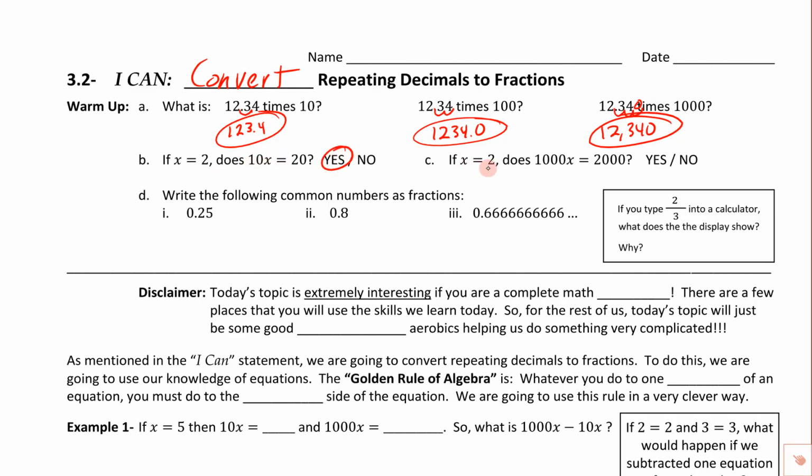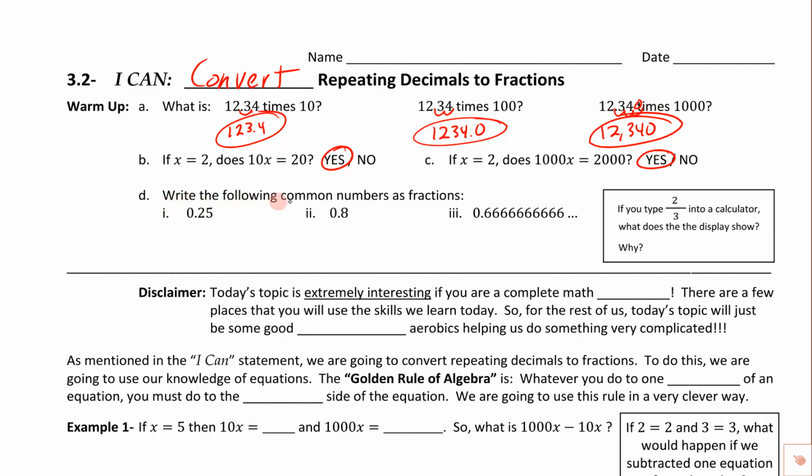Let's see. If x is equal to 2, does 1,000 times x equal 2,000? So again, if we plugged in a 2 right here, this would be 1,000 times 2 equals 2,000. So the answer on that one would be yes. That's one way to think of it. We're going to talk about a different way to do this in just a minute.